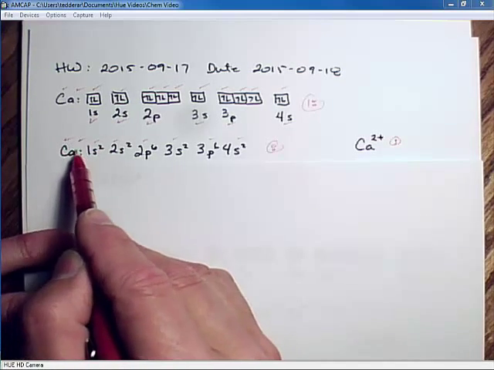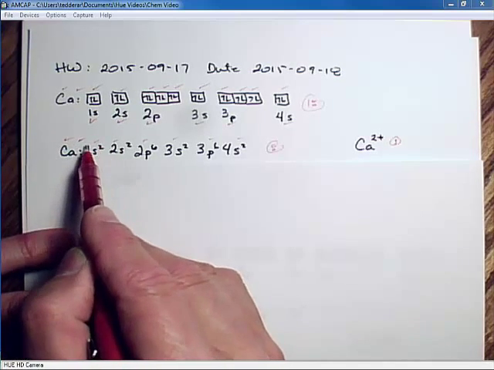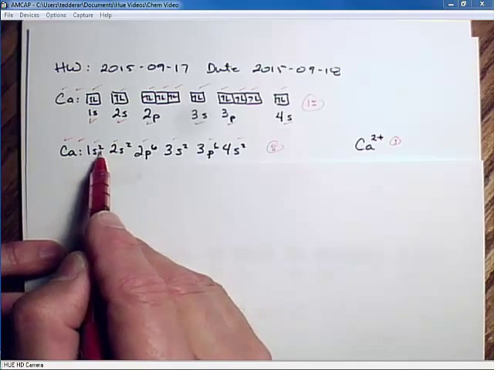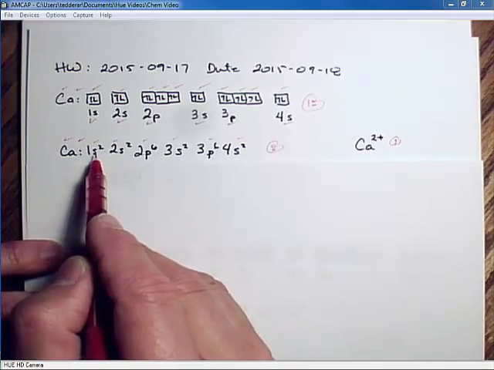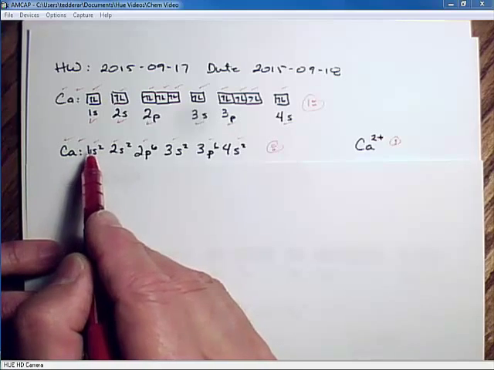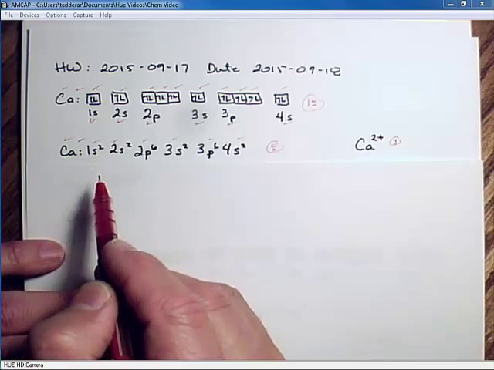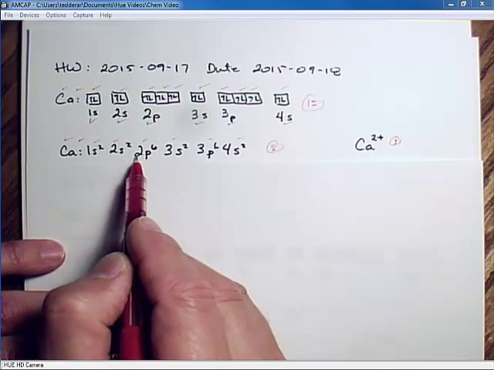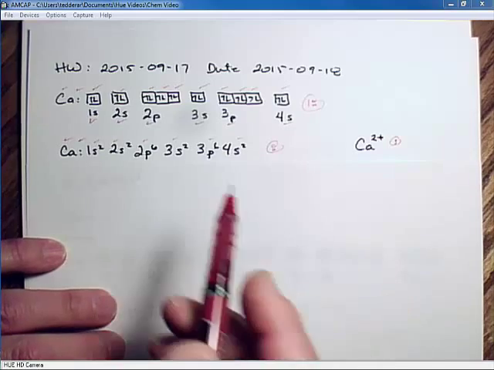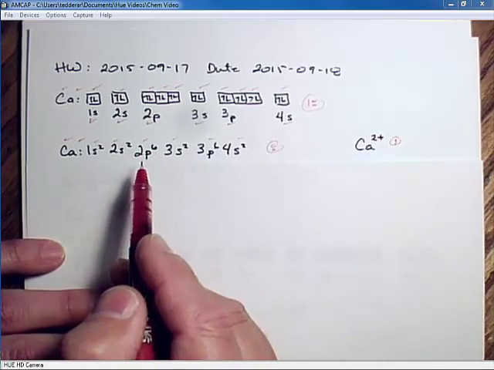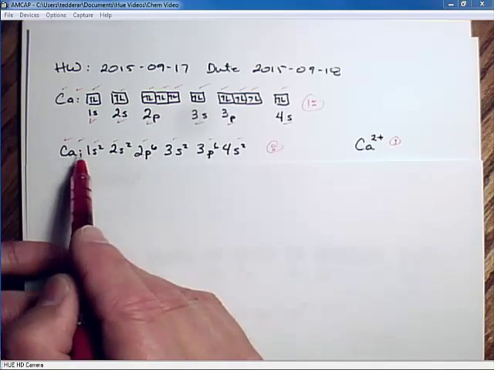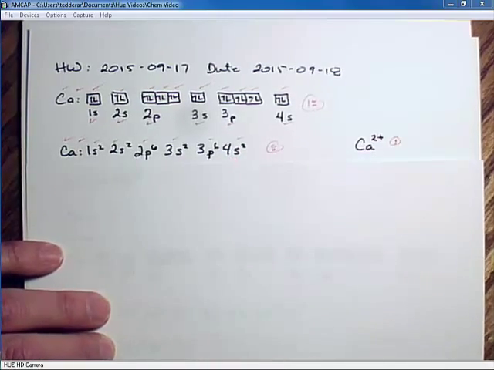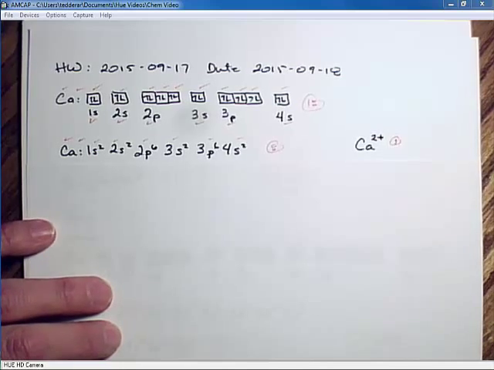So calcium and the colon still get points, but you get points for the groupings, 1s2. By the way, that must be a superscript 2, not a subscript 2. Superscripts are raised above the line, not dropped below the line. Superscript 2, superscript 2, superscript 6. Okay? If they have 2p and a subscript 6, none of that counts. All right? It's got to be a superscript 6. So that's 1, 2, 3, 4, 5, 6, 7, 8. 8 points here. That's the points for that complete electron configuration.